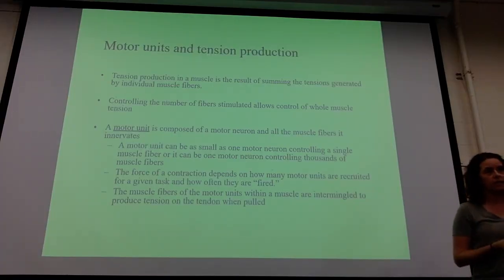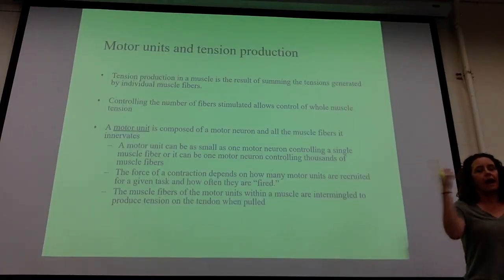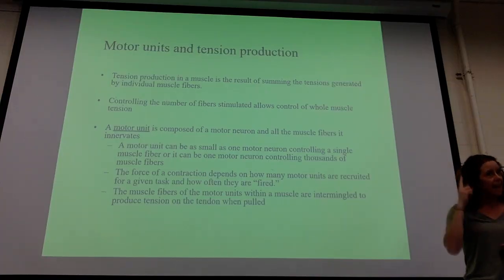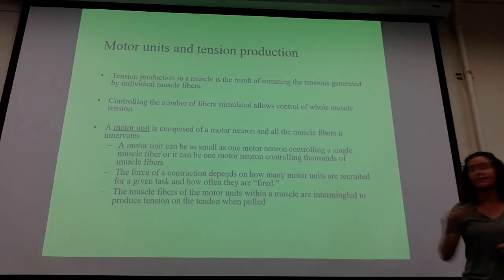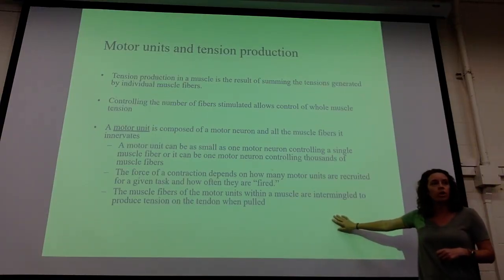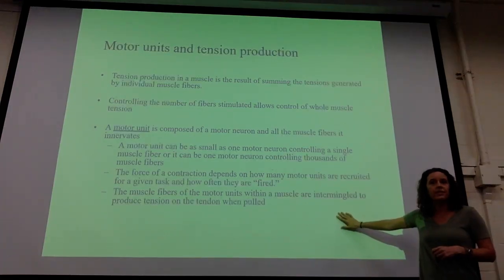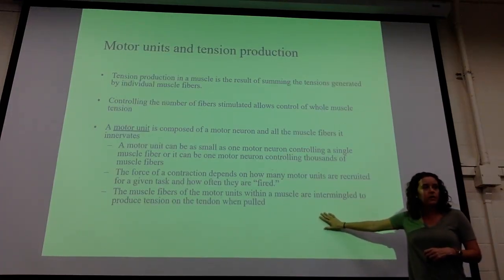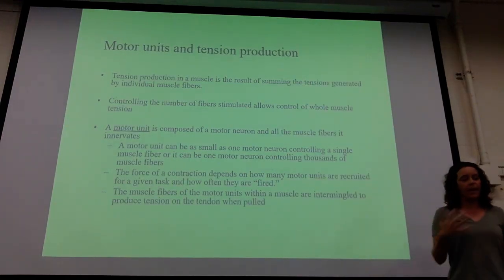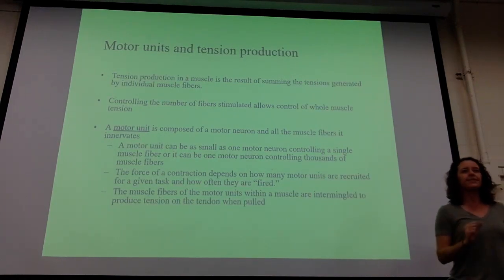And what we just saw with that graph, force production depends on how often we are receiving that action potential from the nervous system and how many motor units we are recruiting. So both of those things combined determine how much force we are producing. Does that make sense?